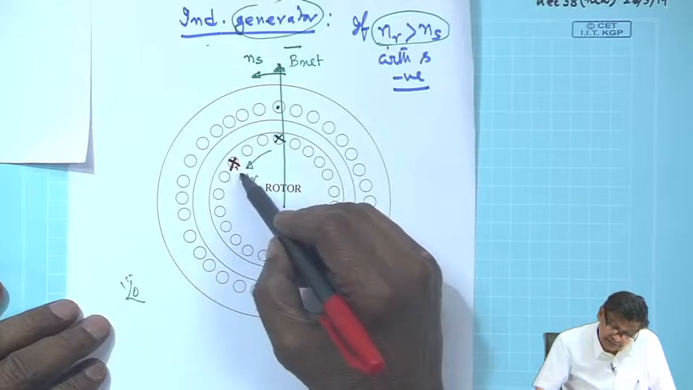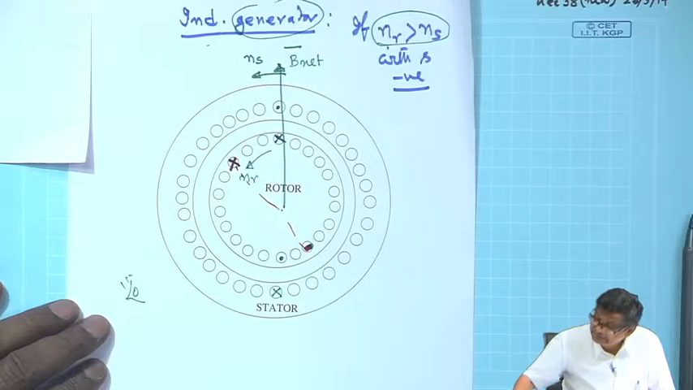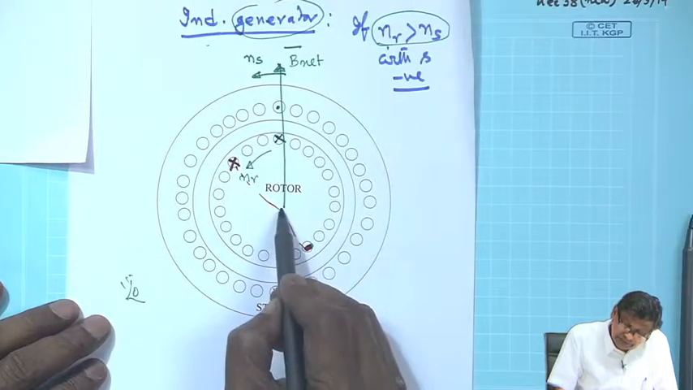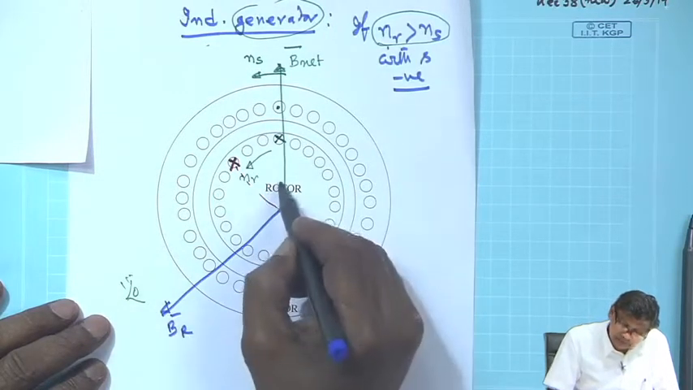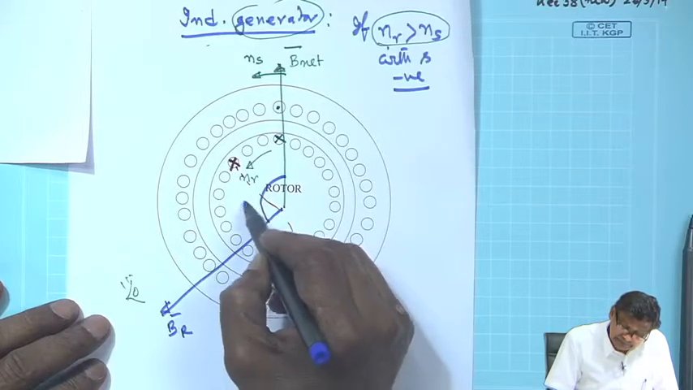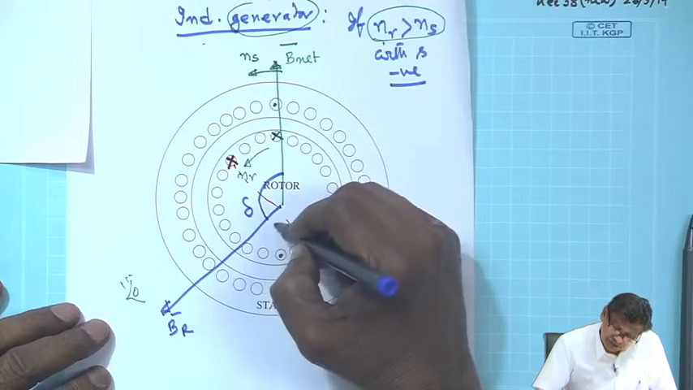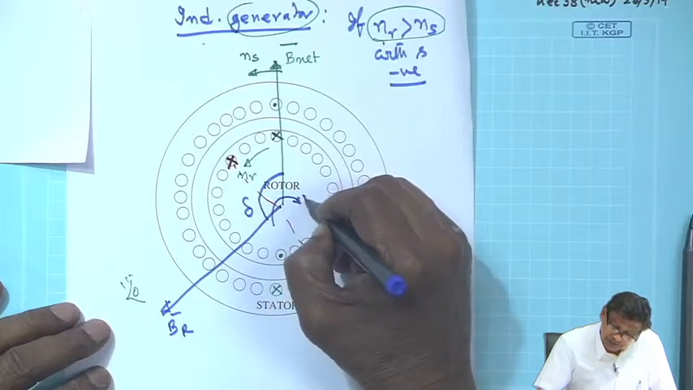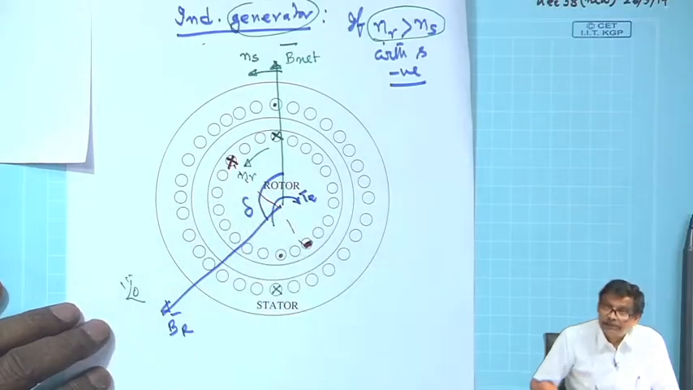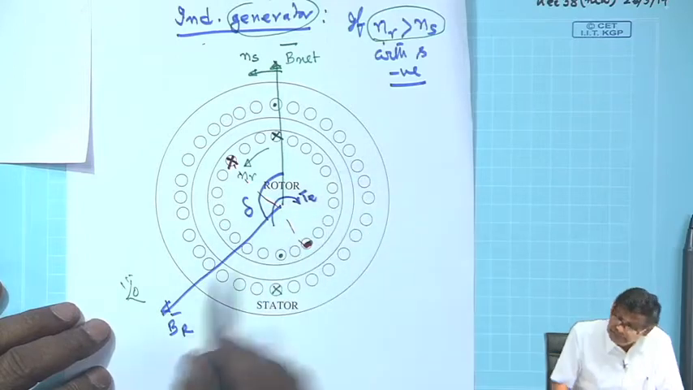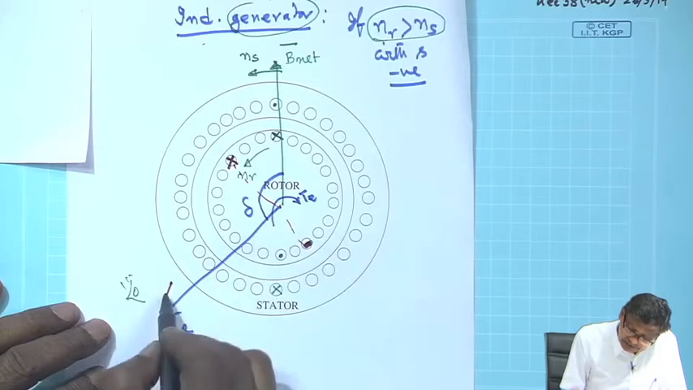If that is the current, then your B R should be perpendicular to this, somewhere here. This will be your delta, the angle between B R and B net. So, the electromagnetic torque will be in the opposite direction to that of the rotation in case of generator mode. Everything is nice, and your B S has to be B R plus B S.